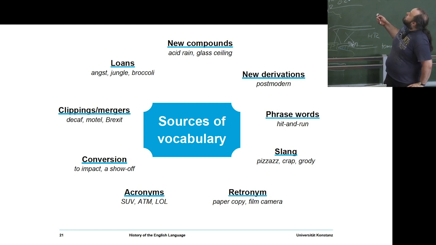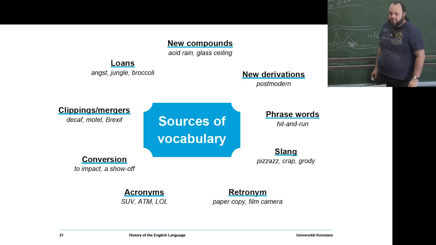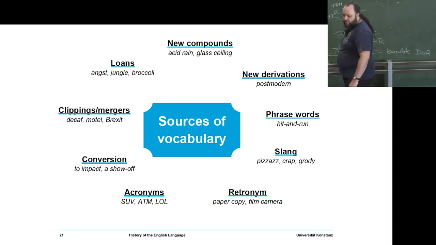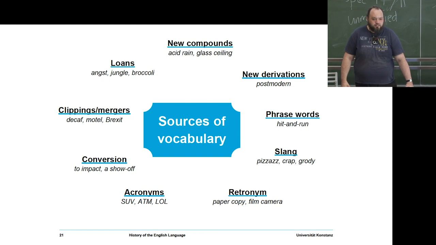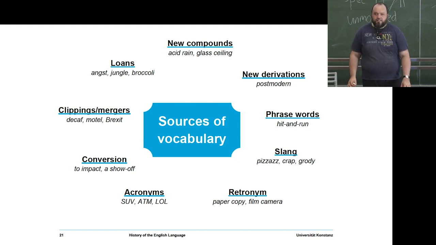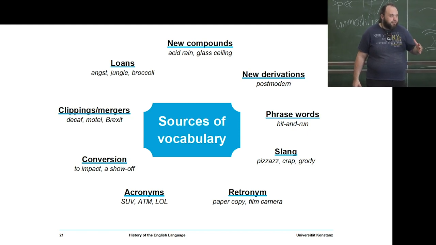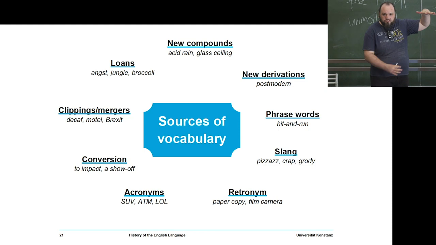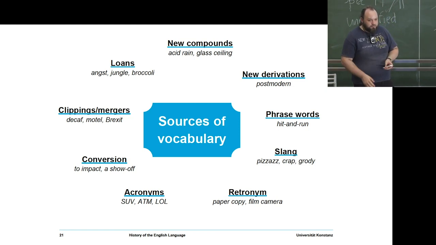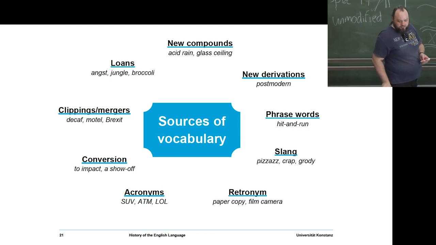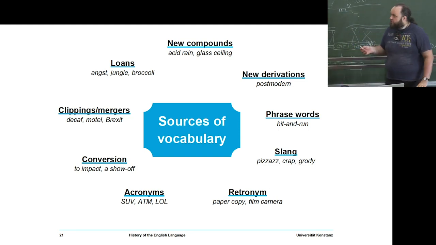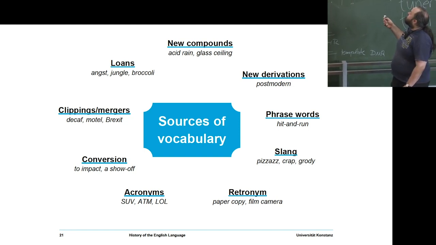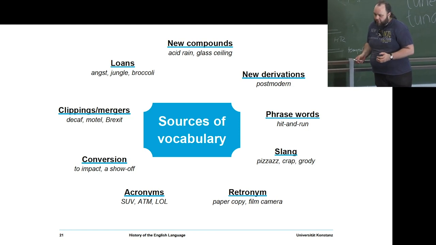We get new compounds. So it's fairly clear where these things come from. Acid rain is pretty transparent. Glass ceiling, anyone know what that means? Obviously it has a literal meaning, which is a ceiling that's made of glass. It also has a meaning in a feminist context, of a threshold above which it is impossible to go as a woman, usually specifically, so that kind of glass ceiling. In a job context, for instance. New derivations like postmodern, you get phrases being turned into words like hit and run. You get new slang words being formed. This is not so much a source of vocabulary, it is a type of vocabulary.